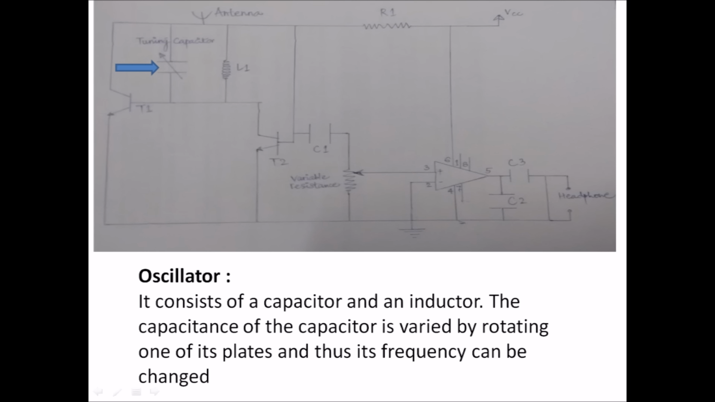Oscillator. It consists of a capacitor and an inductor. The capacitance of the capacitor is varied by rotating one of its plates, and thus its frequency can be changed.